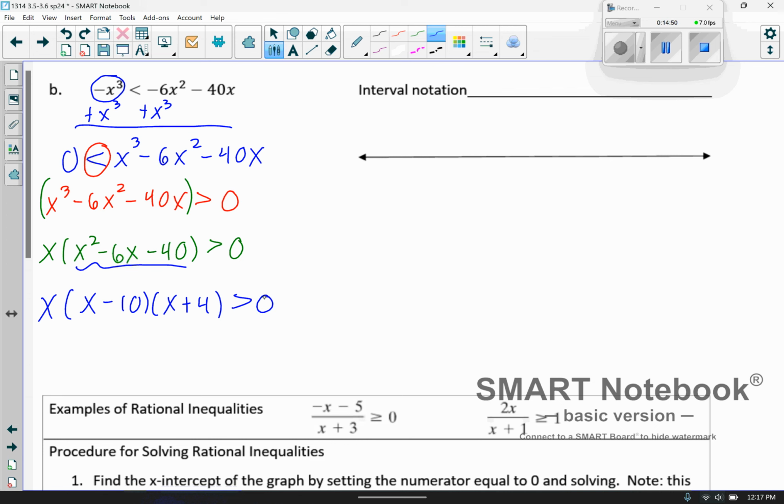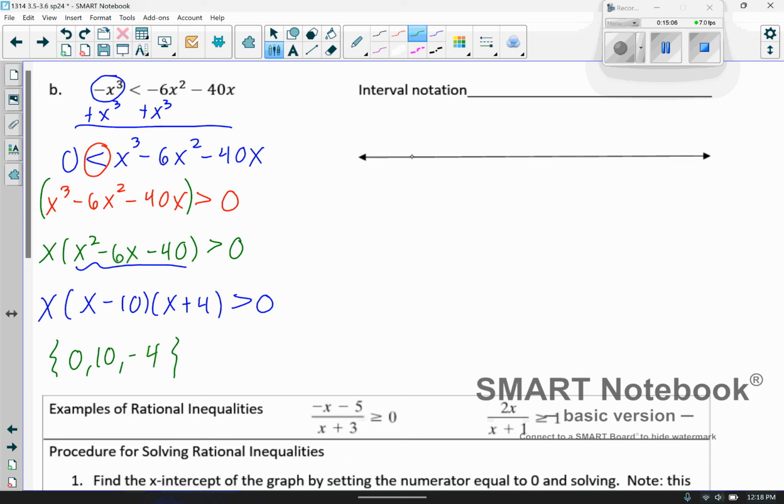And so my x-intercepts for this one are going to be 0, 10, and -4. Okay, the hardest part I feel is done. Now you just have to set up your number line and do your test.